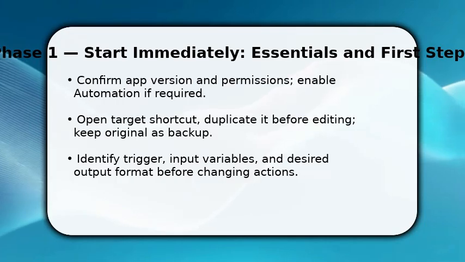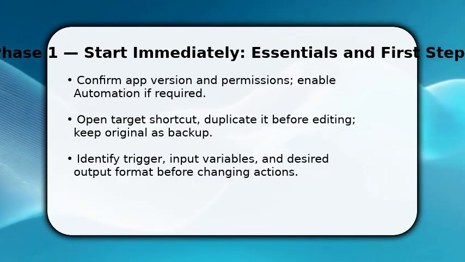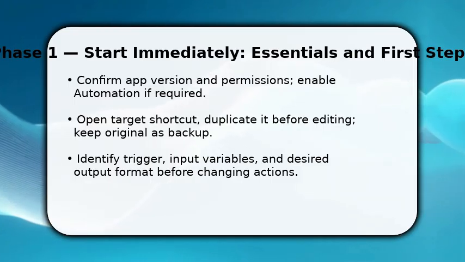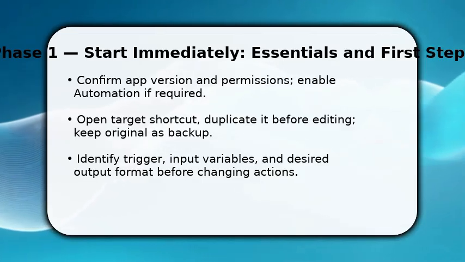You start by confirming the app version and granting permissions. This prevents unexpected failures. Once done, open the shortcut you will edit and immediately duplicate it so you preserve a working backup. Next, inspect the trigger, input variables, and the output you want. Write them down if needed. This quick inventory saves time because you avoid rebuilding logic later.